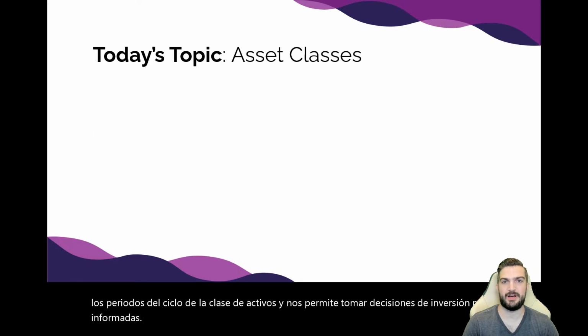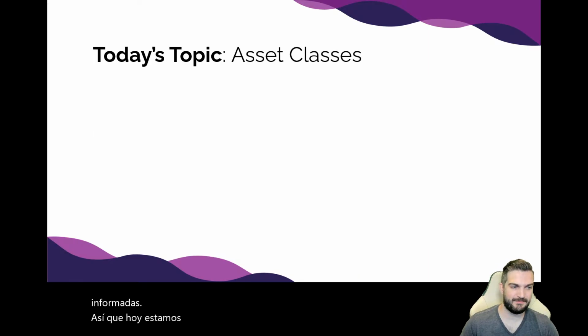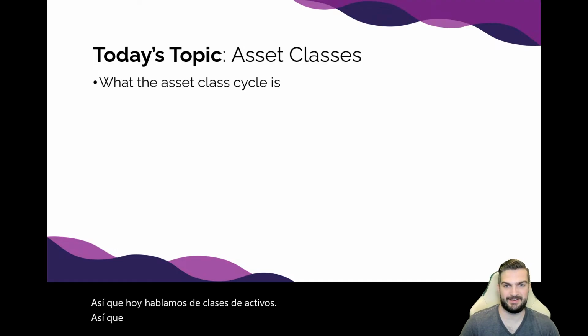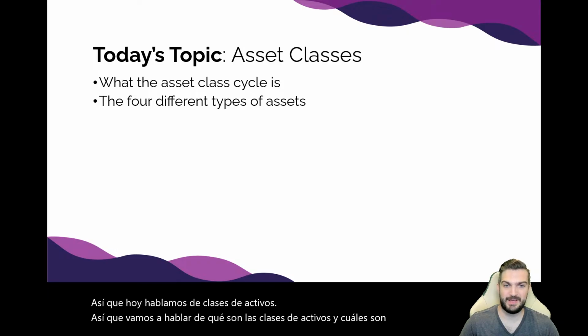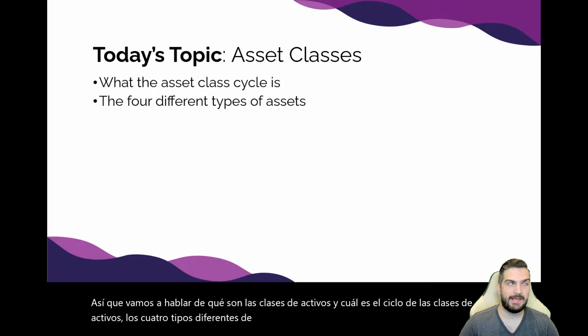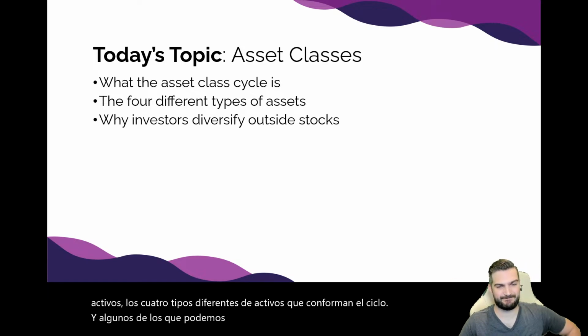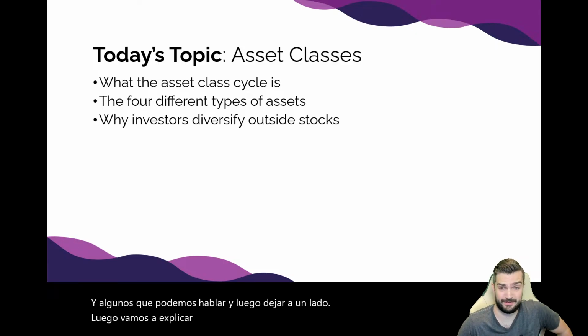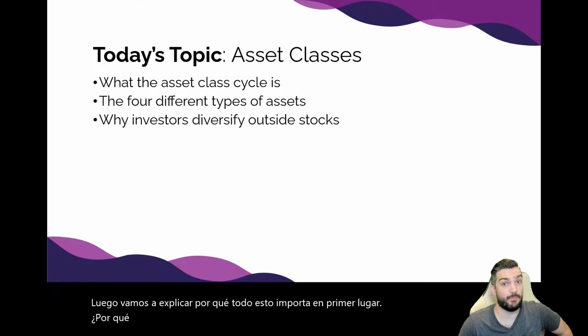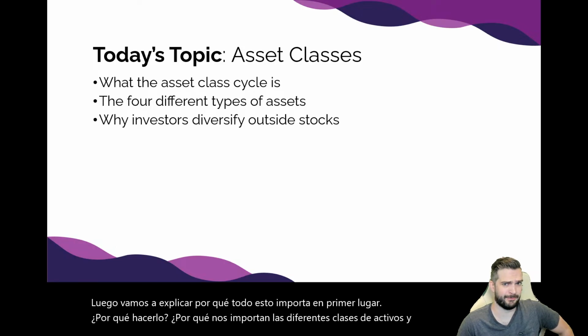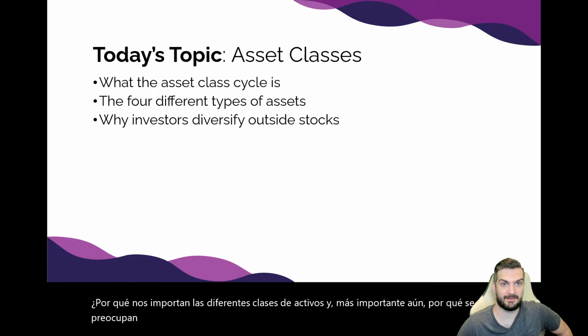So today we are talking about asset classes. So we're going to talk about what asset classes are and what the asset class cycle is, the 4 different types of assets that make up the cycle, and a few that we can talk about and then shove to the side. Then we're going to go into why any of this matters in the first place. Why do we care about different asset classes? And more importantly, why do investors care about different asset classes?